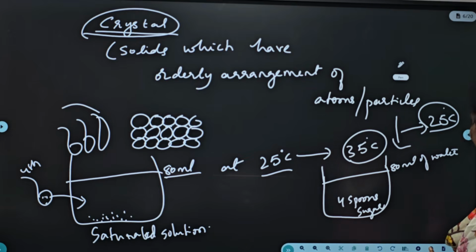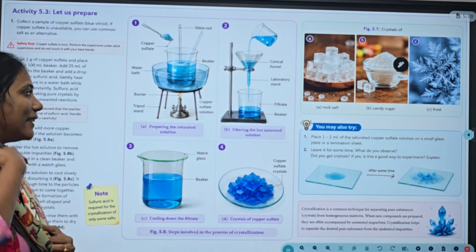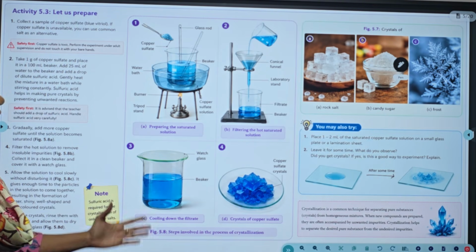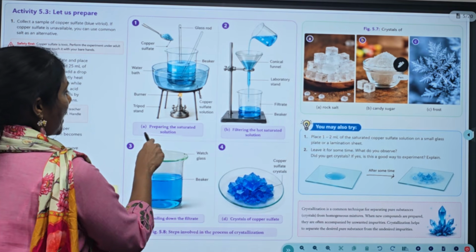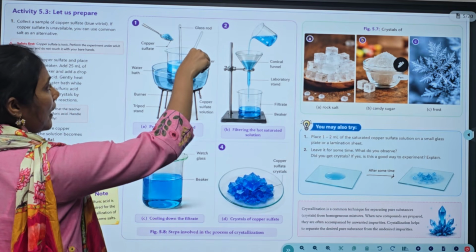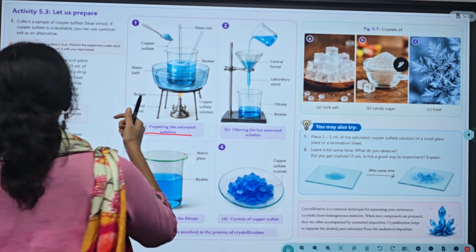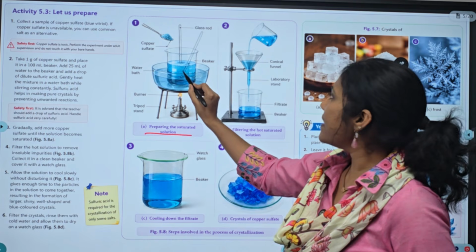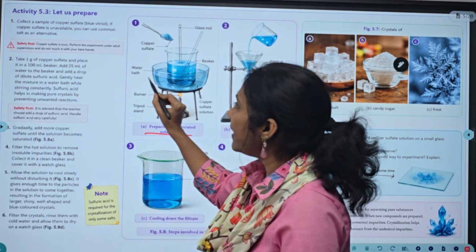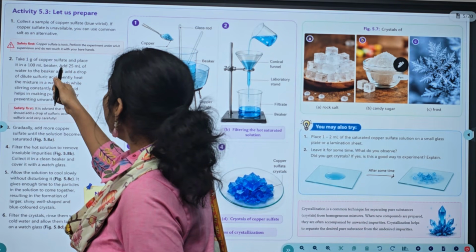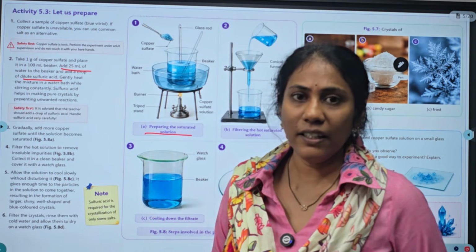So now just look at this picture. Here is the activity that is there in your own NCERT textbook, which I have just made into a picture for you. First you have to prepare a saturated solution. Here I think they have taken copper sulfate, which is a blue color crystal, guys. They took copper sulfate crystals and added them to 25 ml of water, and they have also added dilute sulfuric acid.